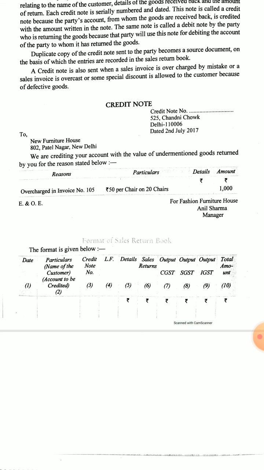It is similar to the purchase return book or sales day book, but there are some differences, like a credit note instead of a debit note, as you can see in the purchase return book. Again, LF, details, sales return, output CGST, output SGST and output IGST columns are there. Here sales will be returned and output CGST, which was collected, will be cancelled here. So output CGST and output SGST are mentioned.